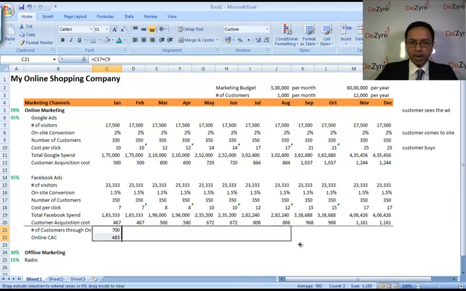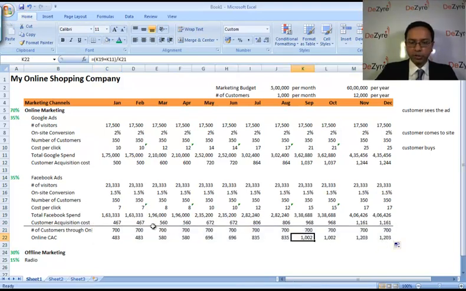Click that, expand that formula, and obviously you notice how this 483 grows all the way to 1,200 over a period of a year. And obviously you know why that happens, because cost per click is going up.